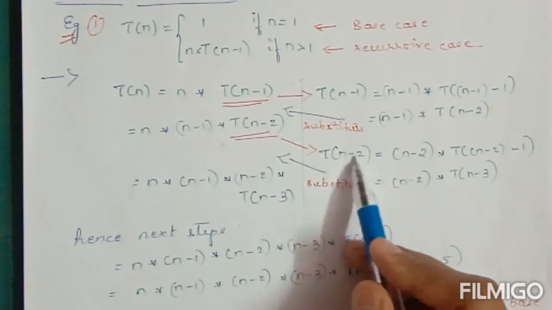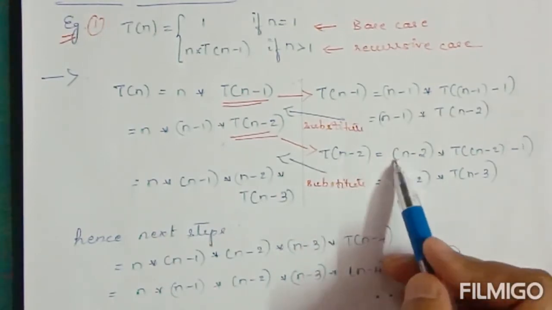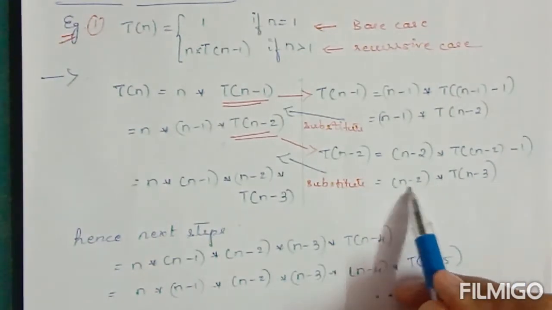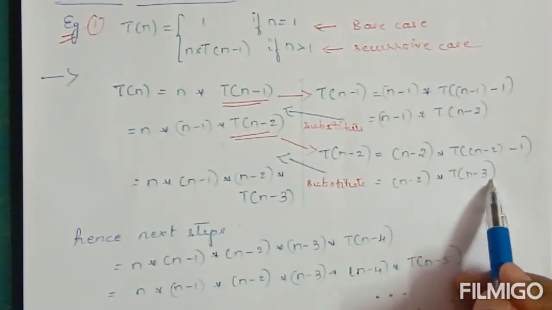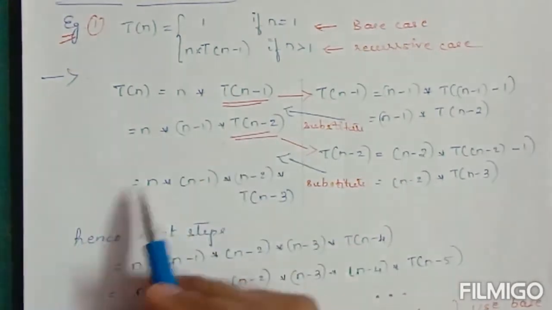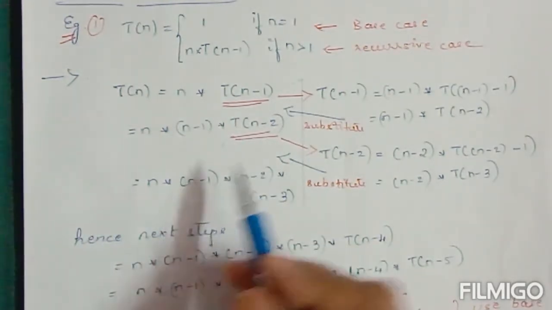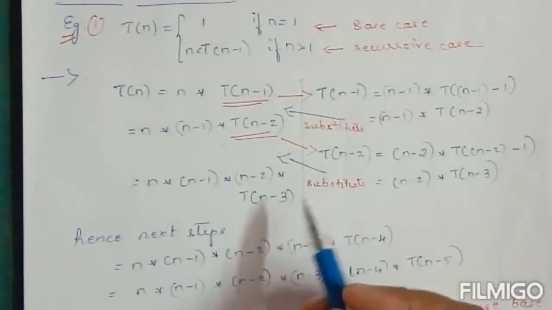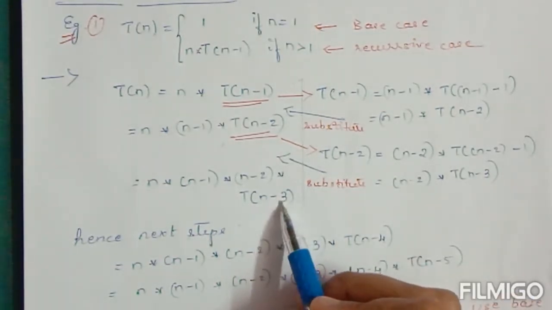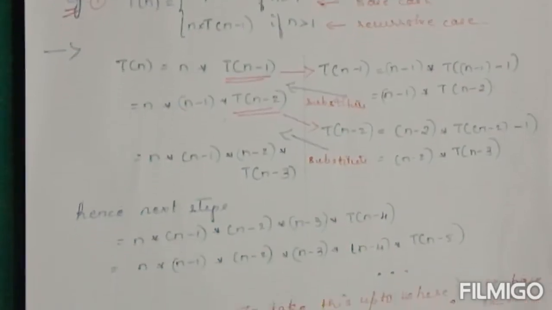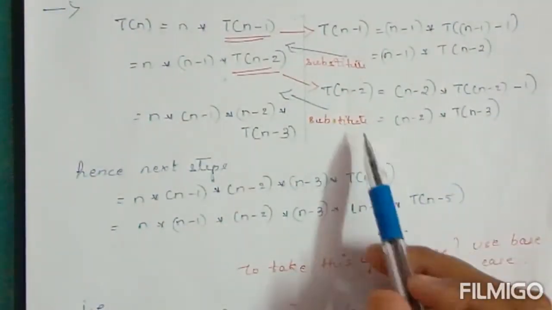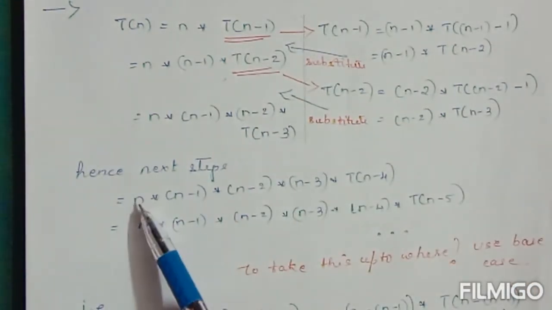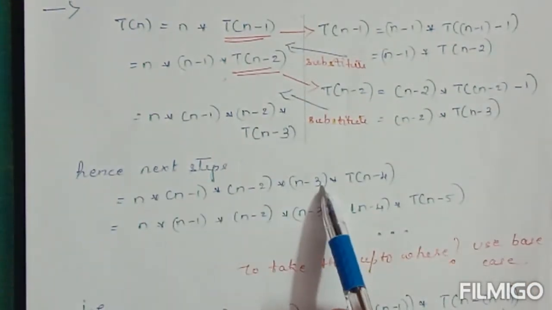So again I will write t of n minus 2 is n minus 2 into t of n minus 2 minus 1. So I will get n minus 2 into t of n minus 3. Again this I will substitute back. So I will get n into n minus 1 into n minus 2 into t of n minus 3. So these things keep on going. So I don't have to again solve like this. I know the sequence how it is going now. So I'll write next step obviously will be up to n minus 3.